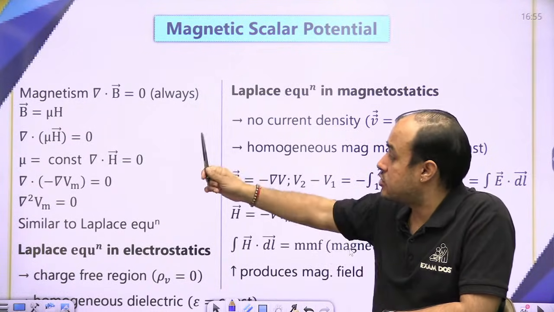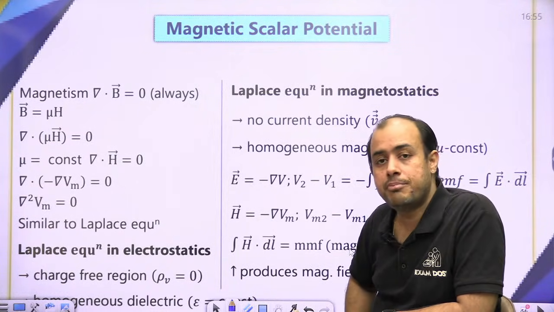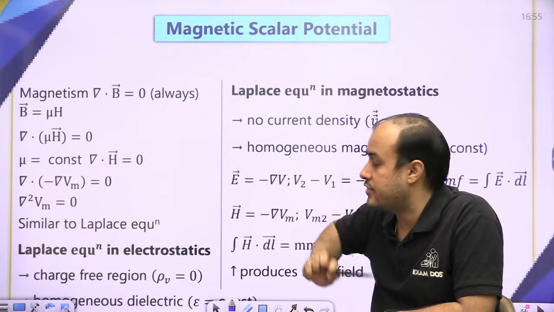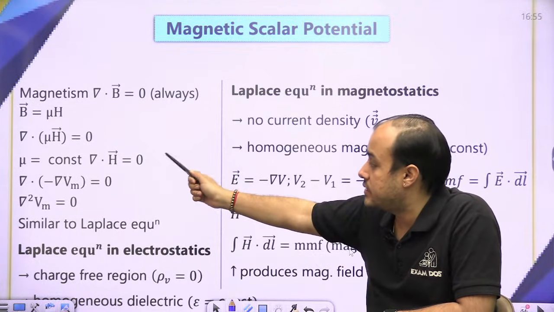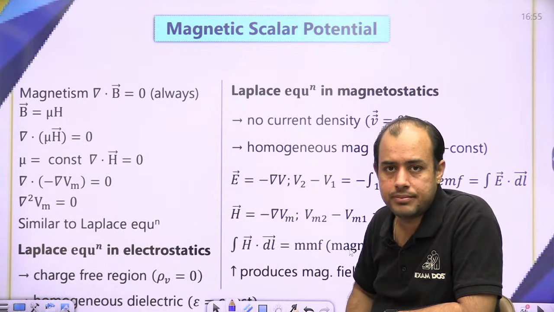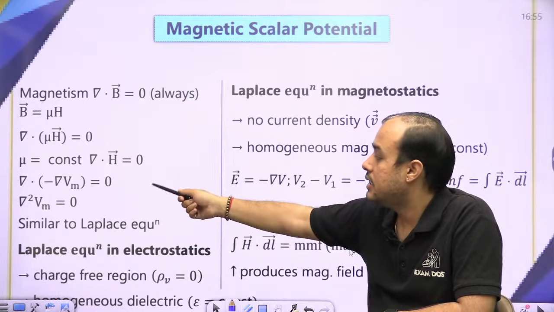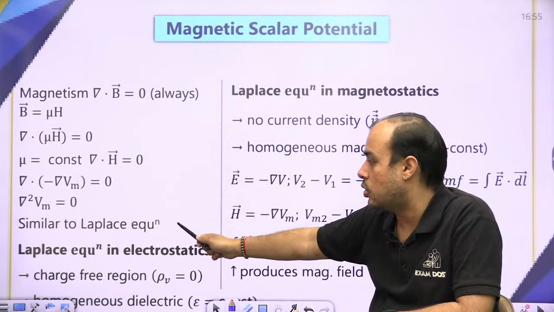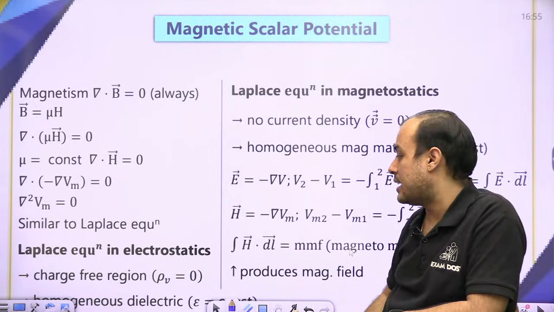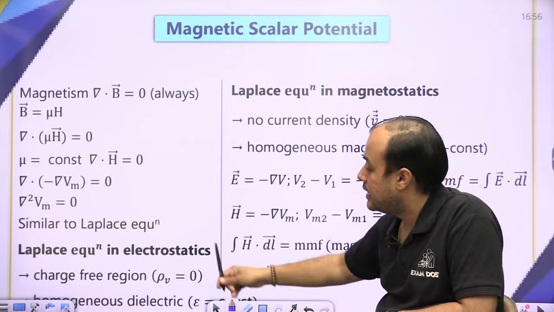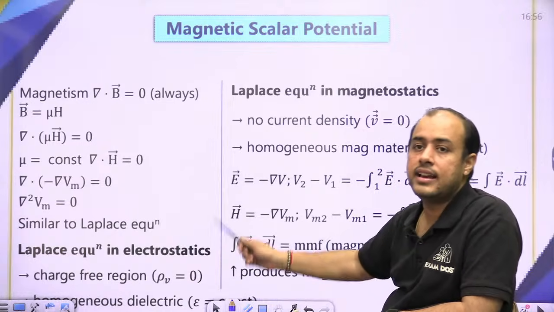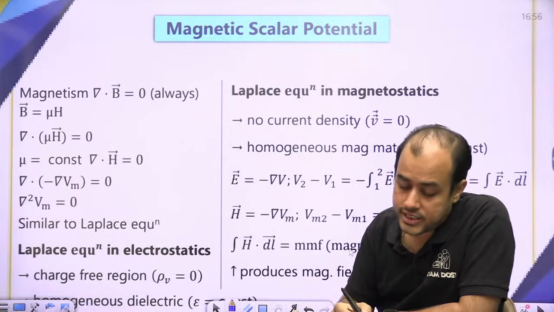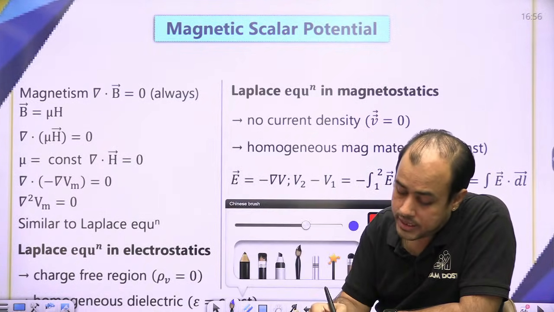So divergence of mu H is zero. So if mu is constant, you can say divergence of H is zero. Now beta, H is minus gradient of Vm, so del square Vm is zero. This is similar to the Laplace equation in electrostatics. There you have a charge free region and homogeneous dielectric. Here you have a current free region and homogeneous magnetic material.